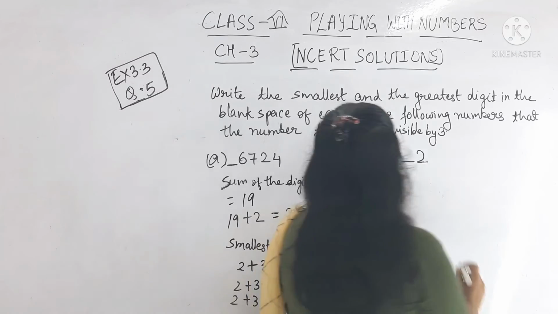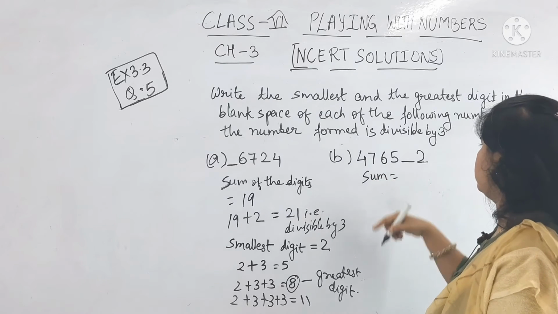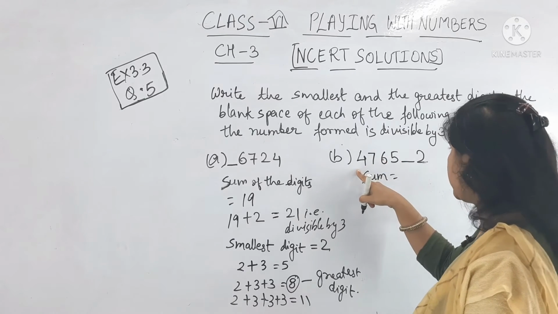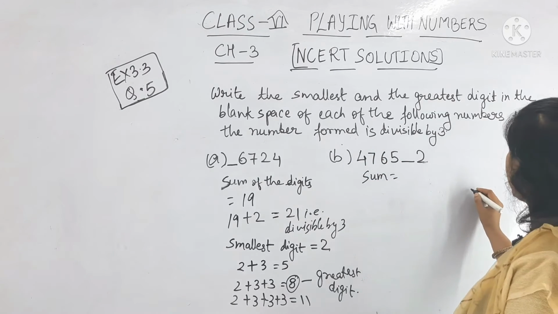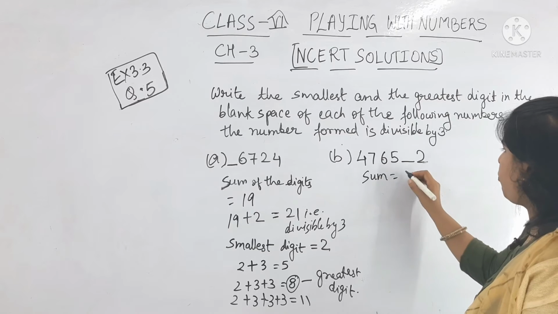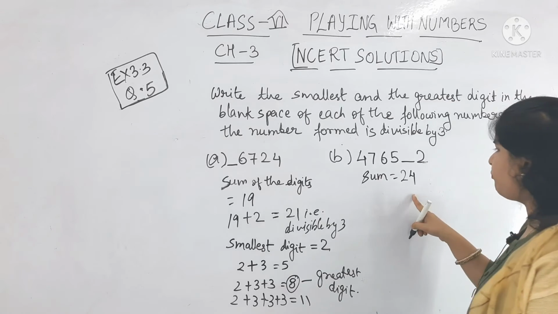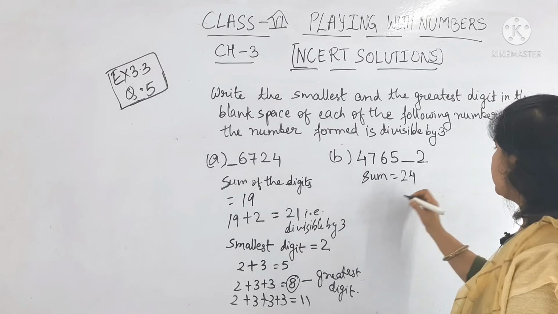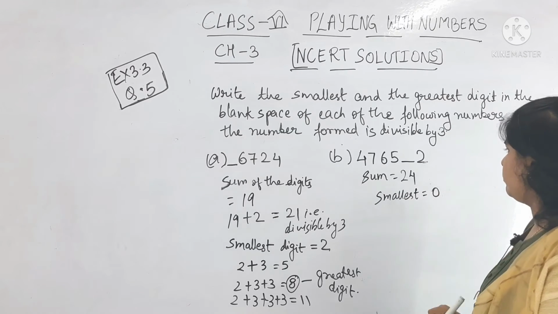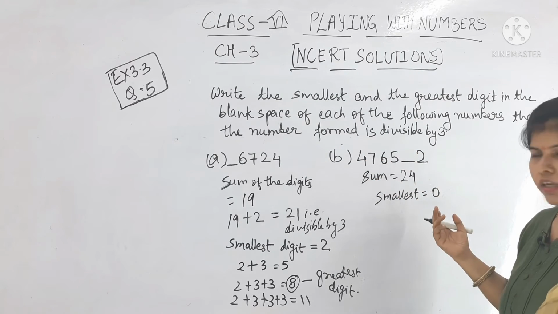That is, 8 is the greatest digit. In the same way you have to sum this number's digits also. Okay, sum is equal to 5 plus 2 is 7, 7 plus 7 is 14, 14 plus 4 is 18, 18 plus 6 is 24. Sum, I am getting 24 here. Okay, so 24 is divisible by 3. So what will be the smallest digit? Smallest digit is 0. We don't need to add anything because it is divisible by 3.